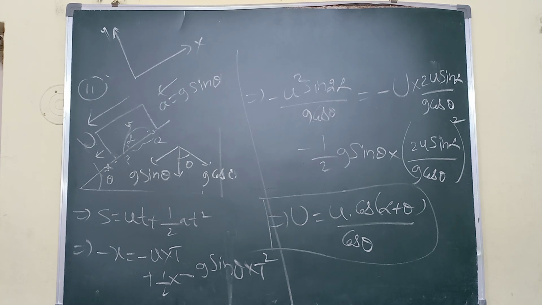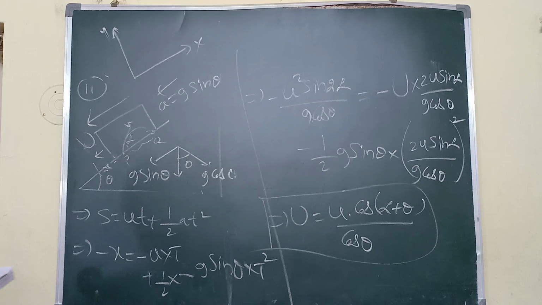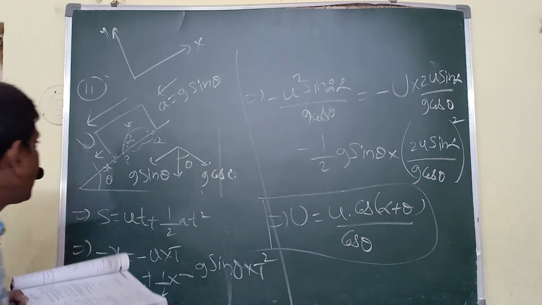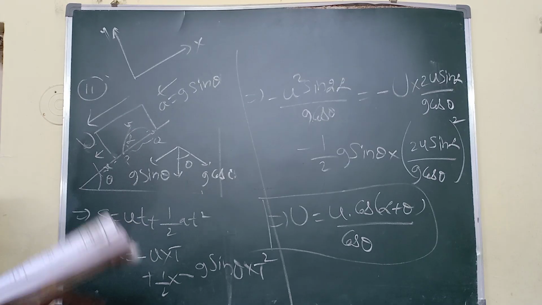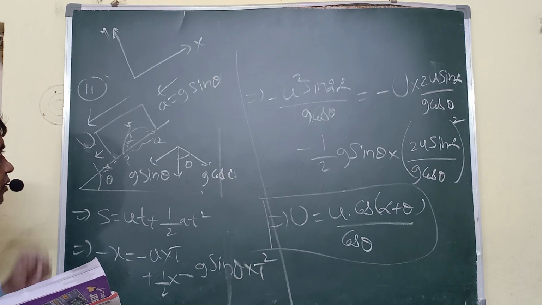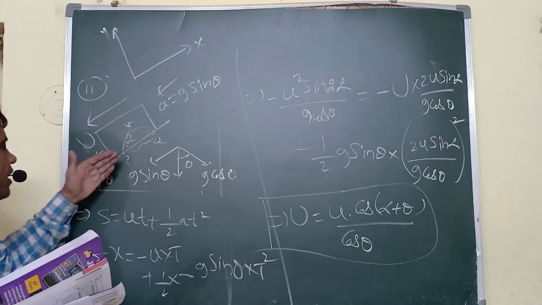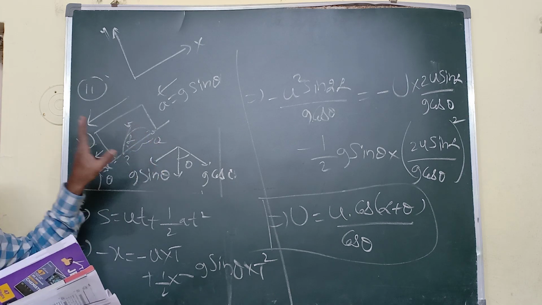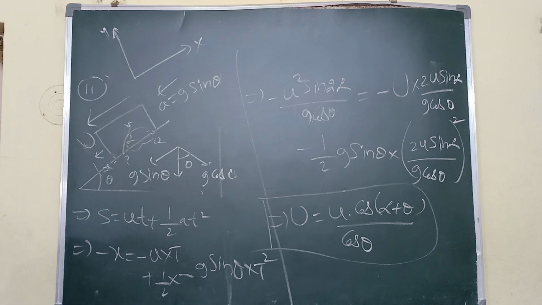Now, question number 11. In this question, a box is sliding down an inclined plane. Inside the box, a ball is projected with an initial velocity of u, making an angle of alpha with the box. After some time it reaches Q. Then find the distance between P and Q. That is called the range. So the first question is the range.